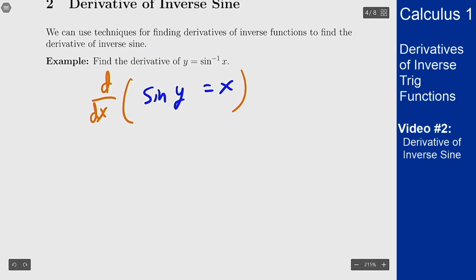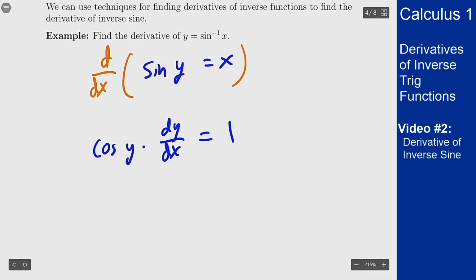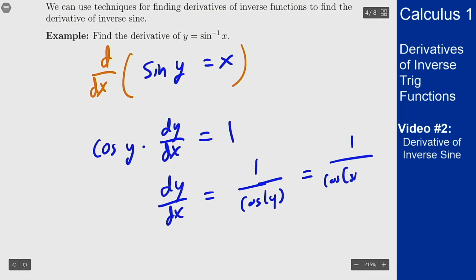If I do that, the derivative of sine is cosine. So I will get cosine of y times dy/dx equals 1. And so dy/dx, the thing I want to find, is 1 over cosine of y, or plugging in y, 1 over cosine of sine inverse of x. Now this is, I guess, technically correct, but it's not a great formula. It doesn't give me a good idea of how to actually handle this function.